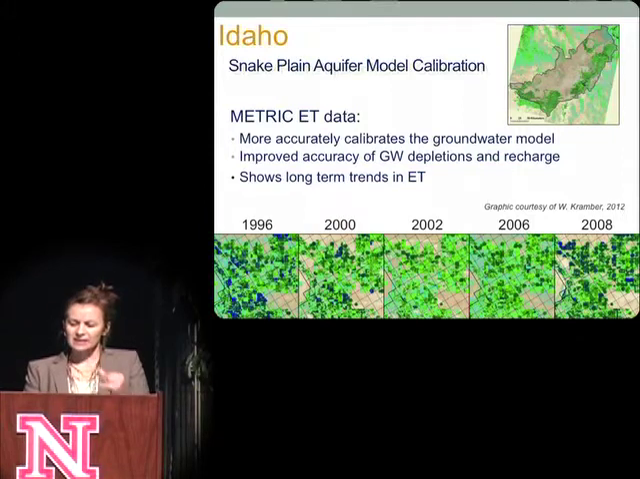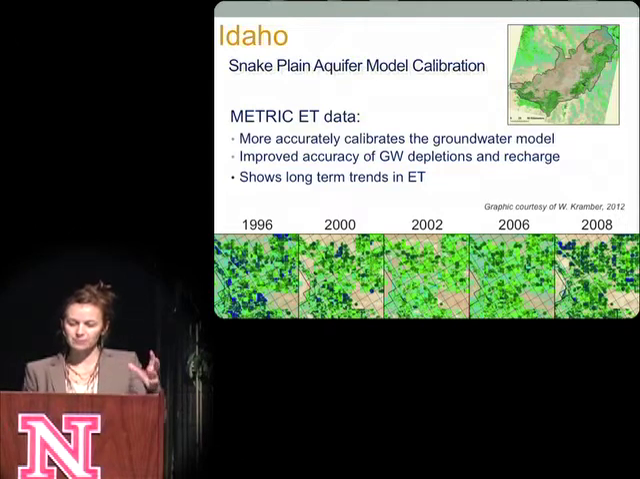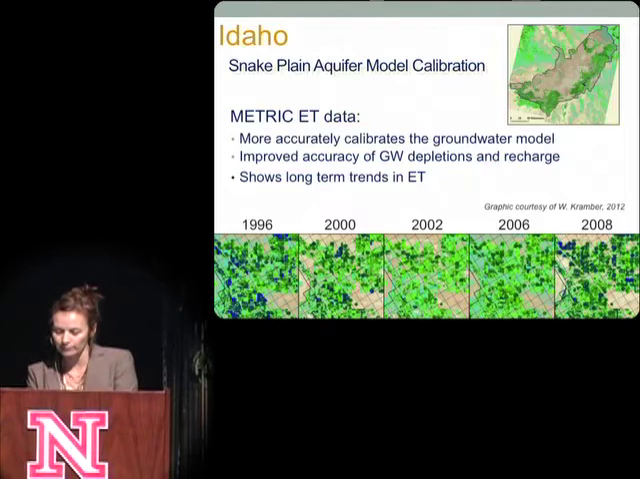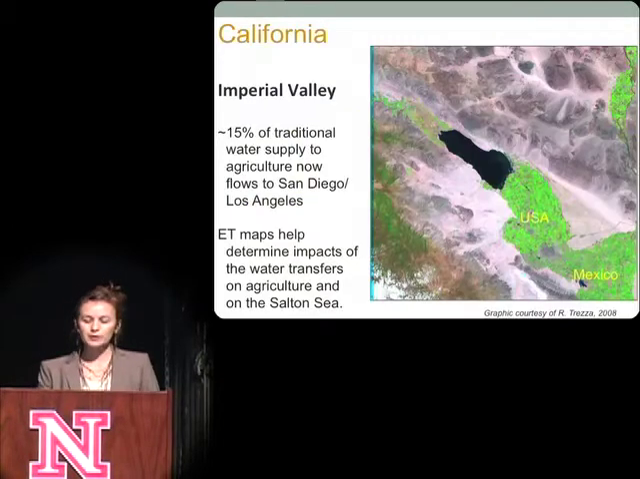There's a lot of effort to reduce the expansion of invasive species. Another application here is by our colleague at the University of Idaho, again similar to UNL, producing several years of ET maps to calibrate the MODFLOW that's being developed for the Snake Plain. Here's the Snake Plain aquifer. That's a common use.